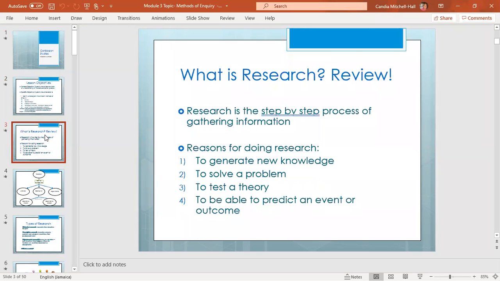Just a quick review. When we talk about research, we know for sure by now, all of us should know that research is the step-by-step process of gathering information, right? And there are several different reasons why we actually do research: to generate new knowledge, to solve a problem, to test a theory, to be able to predict an event or outcome. In most cases, what you're doing for your IA is to generate knowledge on your particular area that you're going to study, right? Your group.